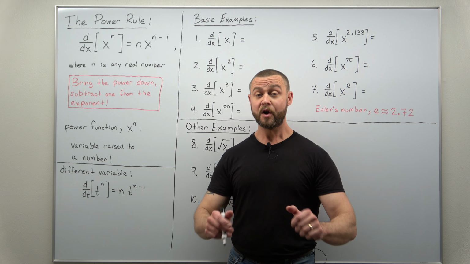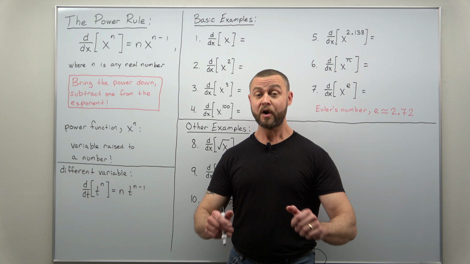Again, take your power, bring it down front, subtract 1 from the exponent. Here, using t as the independent variable, the power rule says the same thing. Take your power of the variable, bring it down front, and then subtract 1 from the exponent. And that is it. What might have taken you hours of work with the limit definition of the derivative, you can now calculate for powers in seconds.